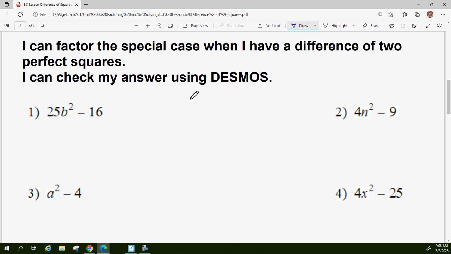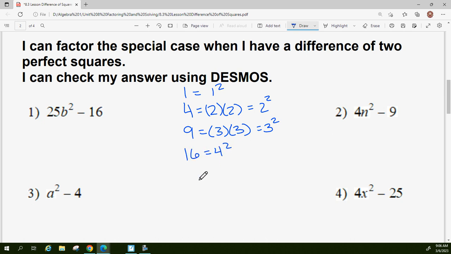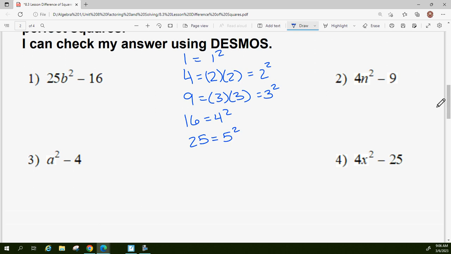So for example, 4 is a perfect square because 4 is 2 times 2. 9 is a perfect square because 9 is 3 times 3. And we can write this as 2 squared and 3 squared, hence perfect square. 1 is also a perfect square because 1 is 1 squared. 16 is 4 squared. 25 is 5 squared. And we'll do a few more here.